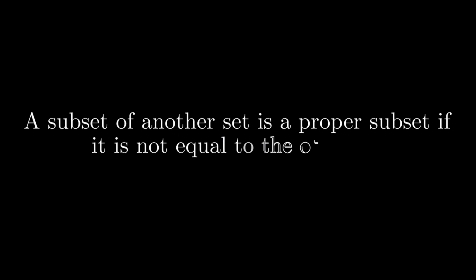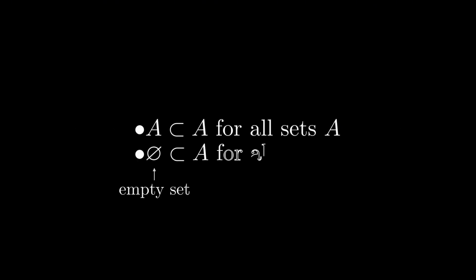We call a subset of another set a proper subset if it is not equal to the other set. So, as an example, the set containing 1 and 2 is a proper subset of the set containing 1, 2, and 3. A couple facts that are important to remember about subsets are that every set is a subset of itself, and the empty set is a subset of every set, where the empty set is the set that contains no elements. Note here that the empty set is typically represented using this circle with a line through it.